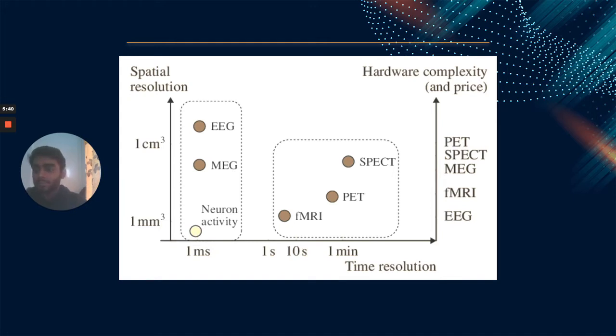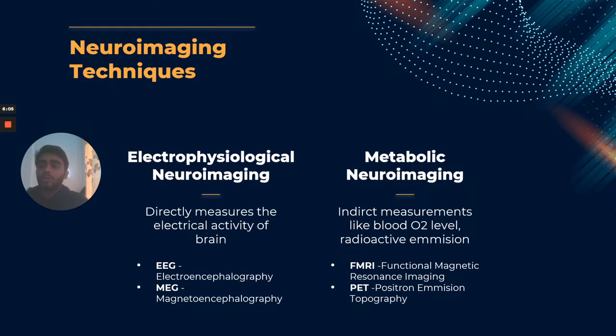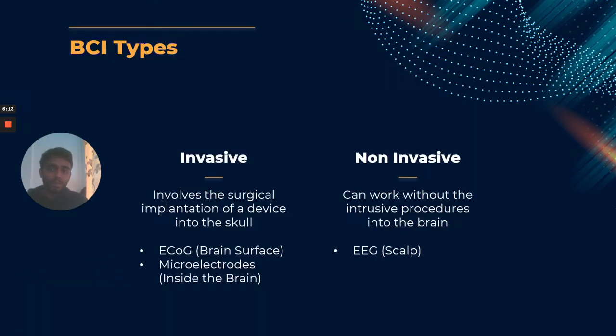Let me explain what temporal and spatial resolution are. Temporal resolution is precision in recording events in relation to time, and spatial resolution is precision in recording events in relation to the space or place where the event occurred. If you think of this, both are very important. You can think of application in medical science. Both temporal resolution and spatial resolution are important. So we can use both in a mixed way, that is electrophysiological neuroimaging and metabolic neuroimaging, to get the best results.